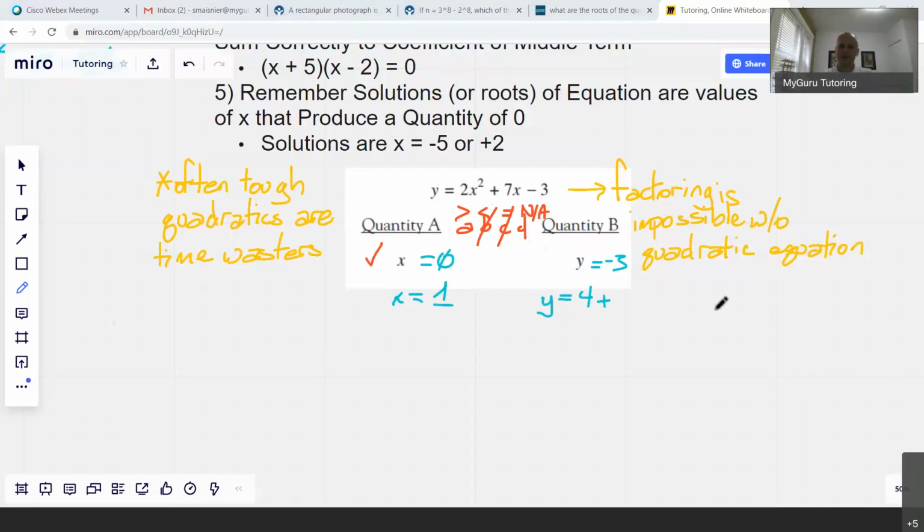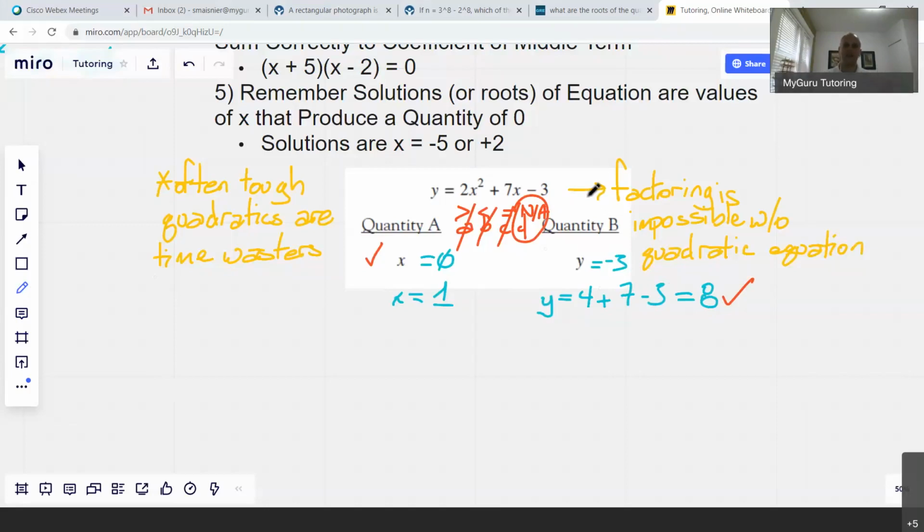we've got 2 plus 7 times 1, which is going to be 7, minus 3. We compute all that and we get that y, quantity B, is now 6. And this time, obviously, quantity B is greater, so we can eliminate choice A and select choice D.